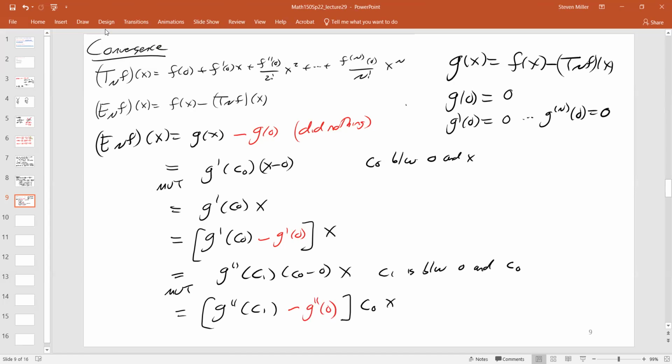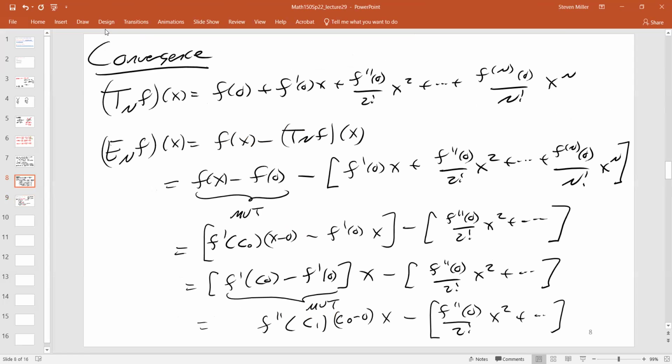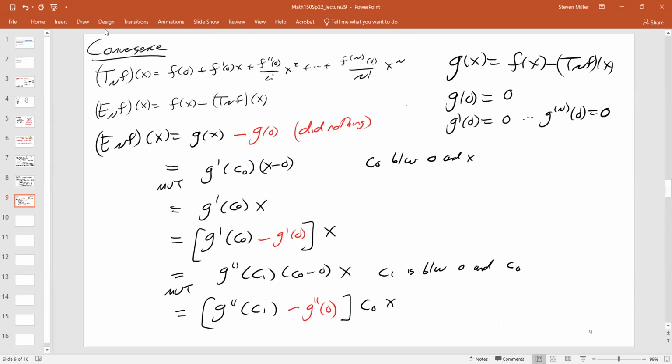And now do you see that every single time I use the mean value theorem? Before, I had trouble when I got to the second derivative. When I was looking over here, I had the f double prime of C1 times x minus the f double prime at 0, but I have an x squared over 2 versus a C0 x. And that was a problem. But here now, I can just keep adding 0.